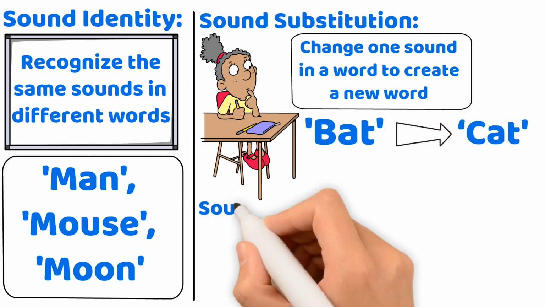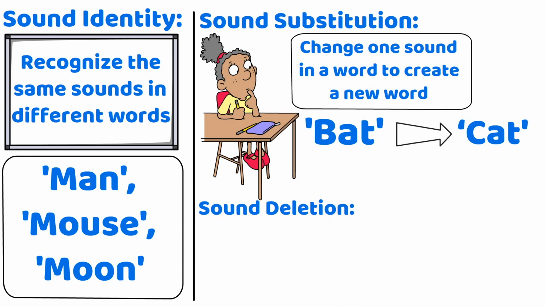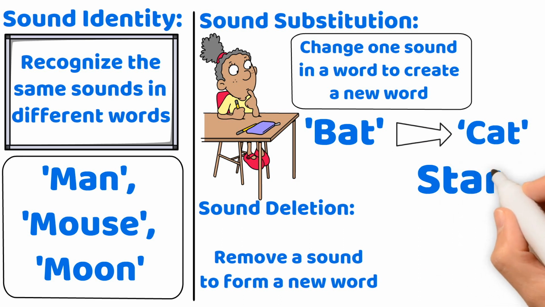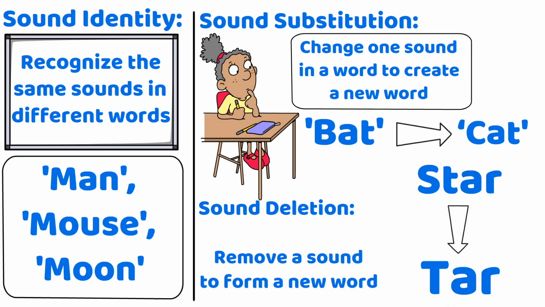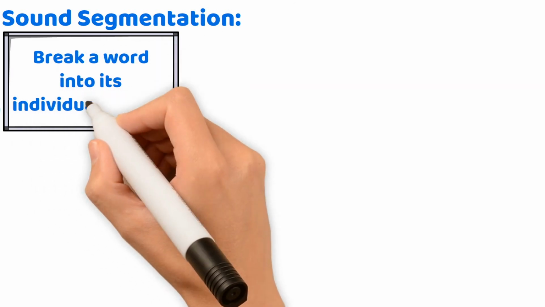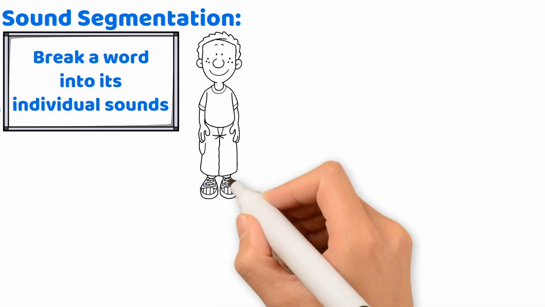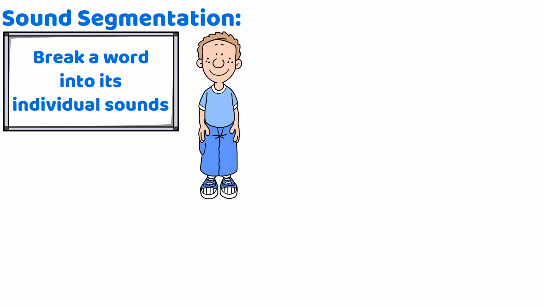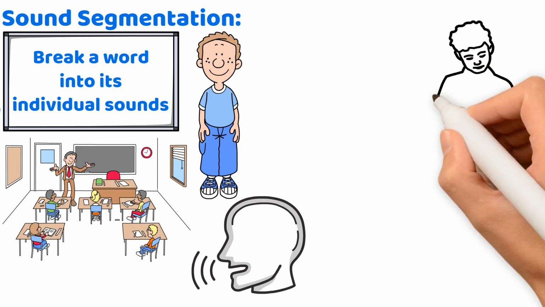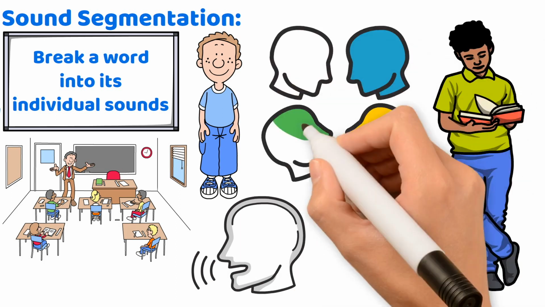Answer, cat. Sound deletion, encouraging them to remove a sound to form a new word. For example, what word remains if you remove the S from star? Answer, tar. Sound segmentation, teaching them to break a word into its individual sounds, such as having the student articulate each sound in bat as B, A, T. These activities are critical for developing the ability to manipulate sounds, which is essential for reading proficiency and phonics mastery.